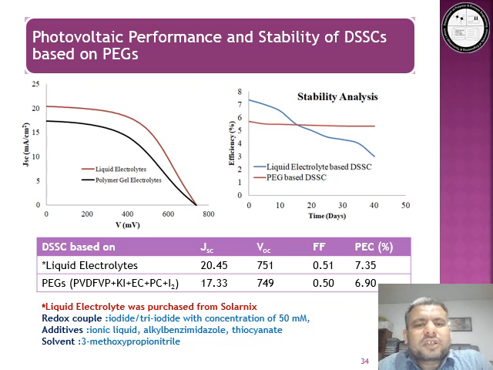Similarly, the photovoltaic performance and stability of DSSC. If you see the table, this table shows that the conventional DSSC or liquid electrolyte based DSSC possess higher efficiency as compared to polymer gel electrolyte based DSSC. But it can also be seen in figure B that the efficiency of the conventional DSSC decreases with the passage of time. However, the performance of polymer gel electrolyte based DSSC remains stable after 40 days. So this is the major advantage of polymer based electrolytes.